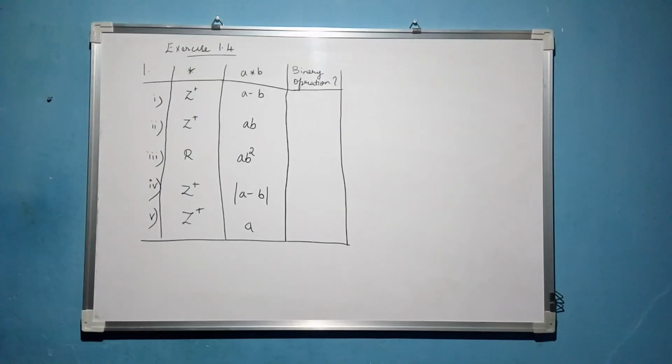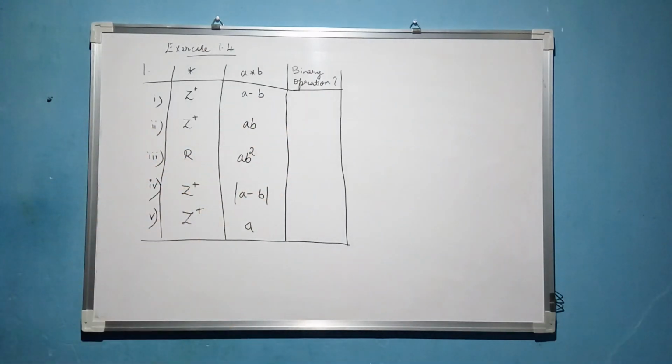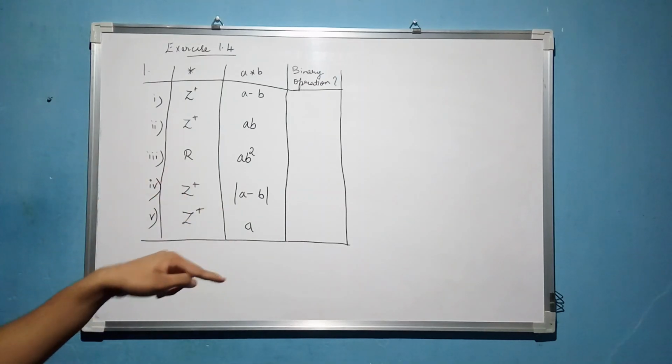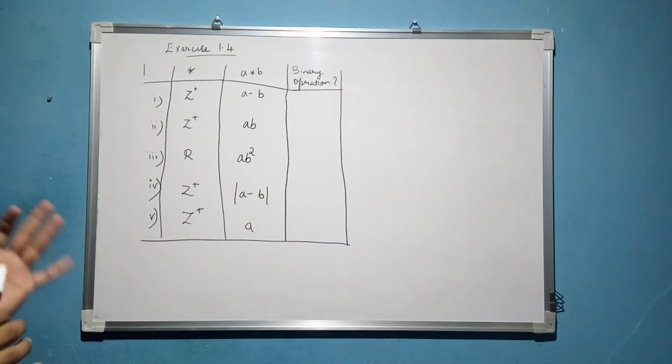Next we are going to the exercise based on the binary operations. The first question of exercise 1.4 is to determine whether the given operation, that is star, is a binary operation or not. Here is some given operation, and you need to just check whether it is a binary operation or not. For the conditions to be satisfied, similar to a function, each of them should have a unique image. That is the main thing, nothing else.